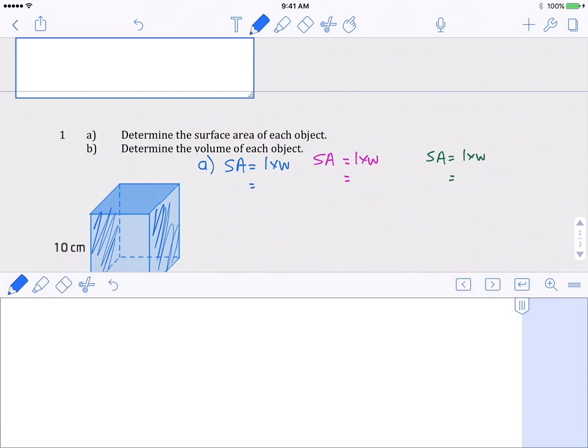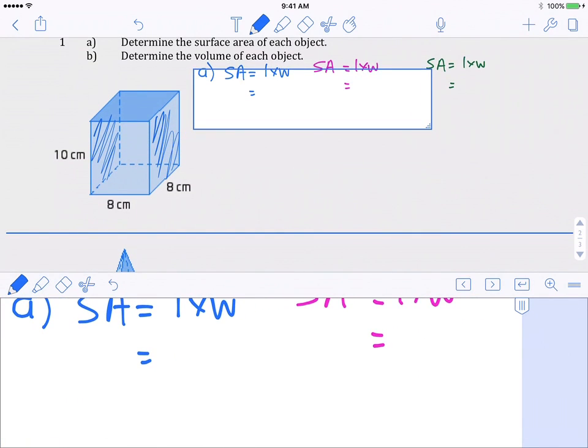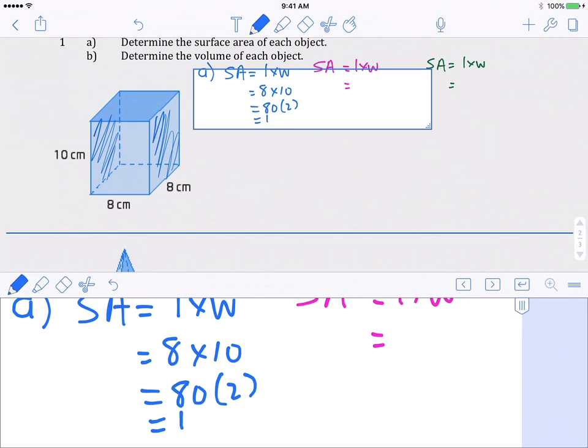They are 8 times 10, okay? So the first thing we'd write is 8 times 10, and that would be 80. But we have two of them. There's a left side of that prism and the right side. So 80 in this case times 2, which is 160.